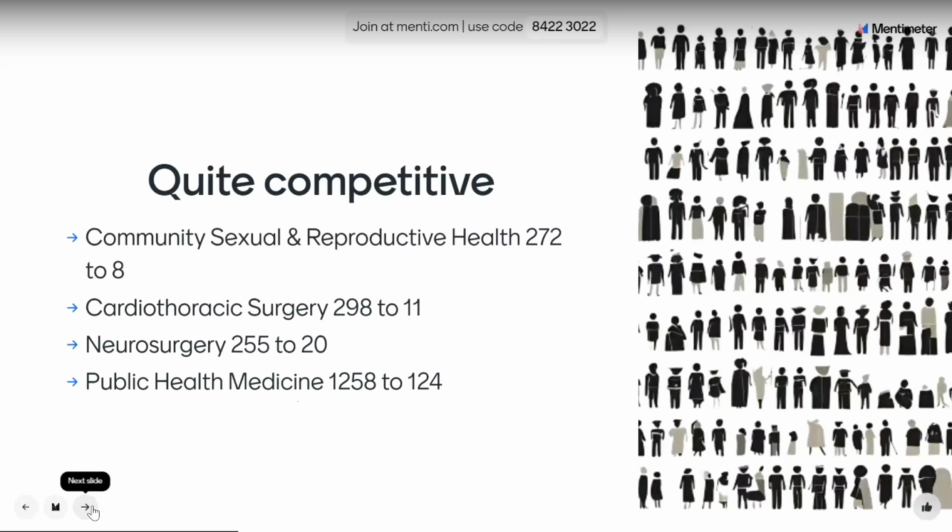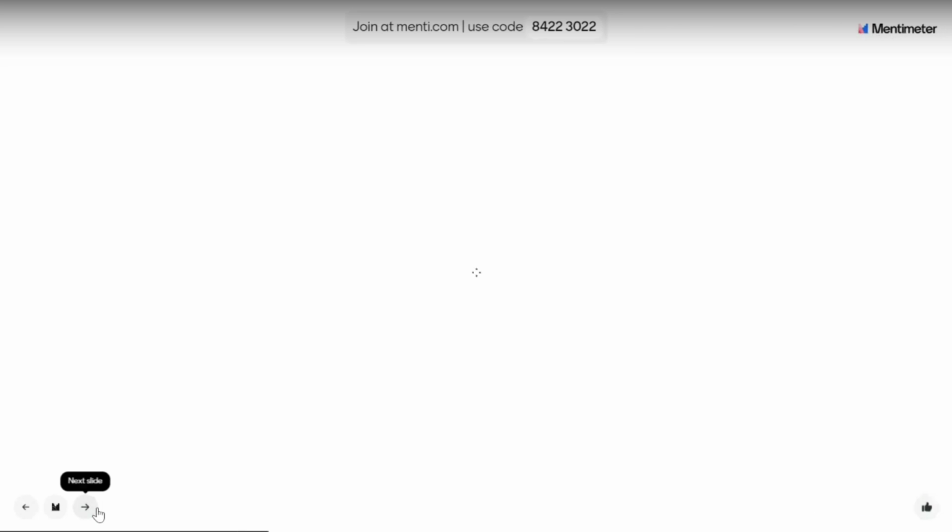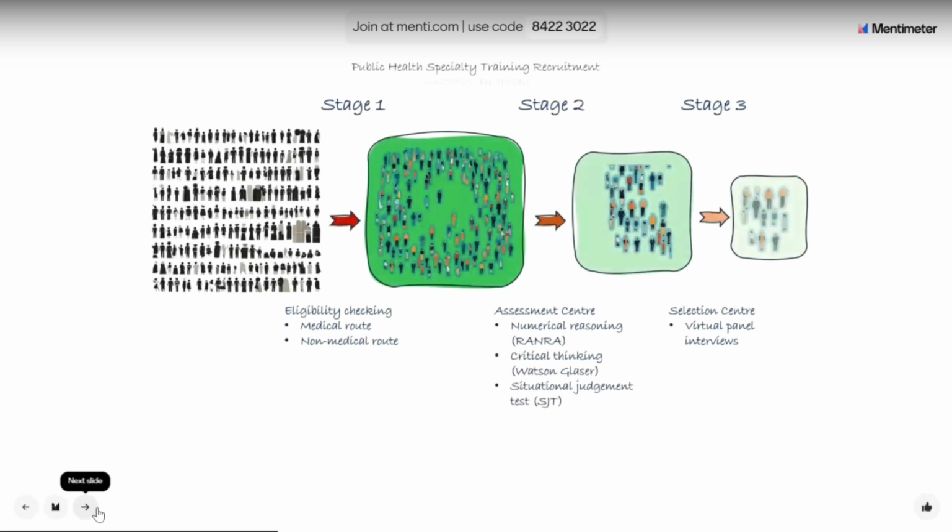Invariably, I just encourage you to put in your application, and put in a very good application, improving your chances of getting in. So this is what the application process looks like.